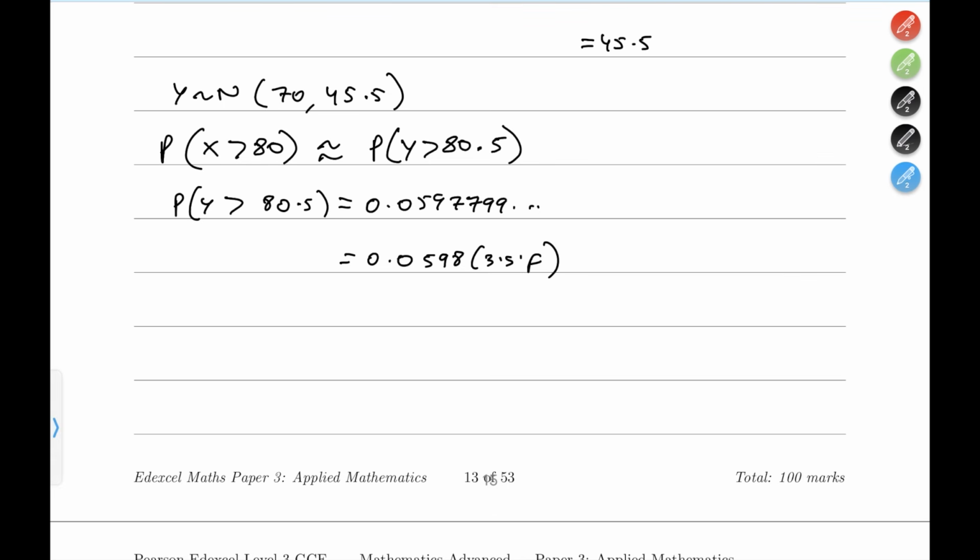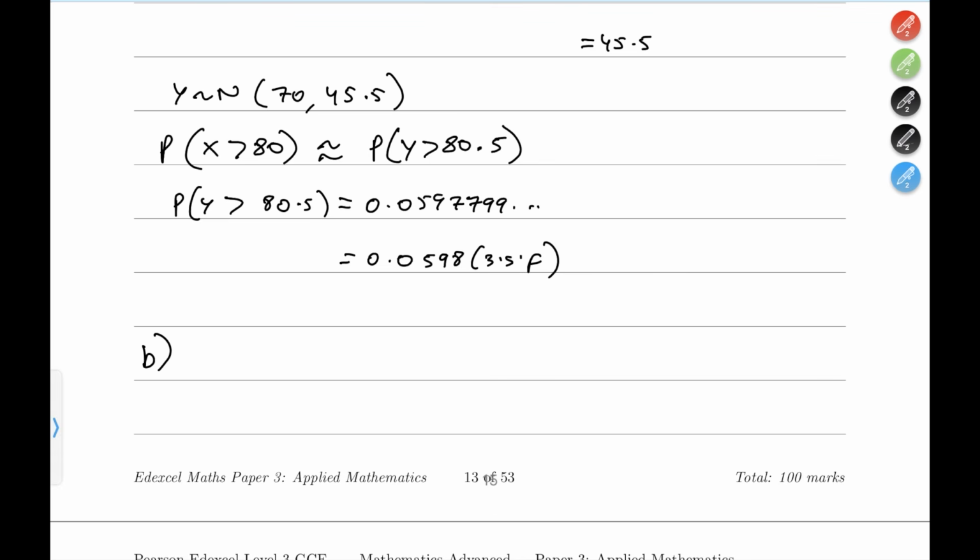So just to be clear, in the mark scheme, the calculations use the z-score. So they use the whole 80.5 minus 70, and they use the standardization. So they get an answer of 0.0599. However, 0.0598 also works here. Okay, just as a clarification.